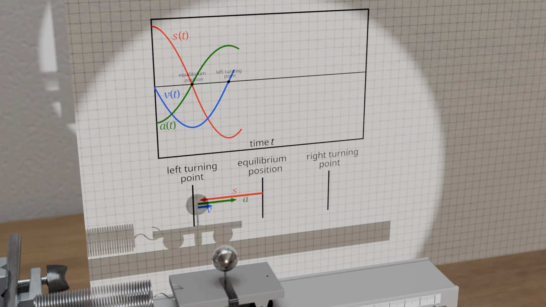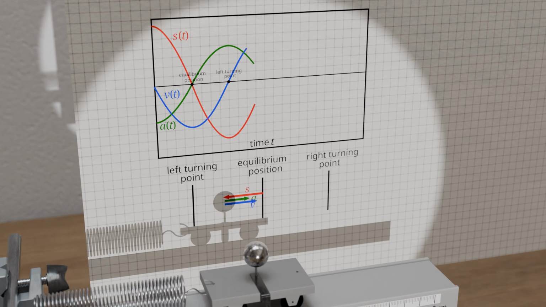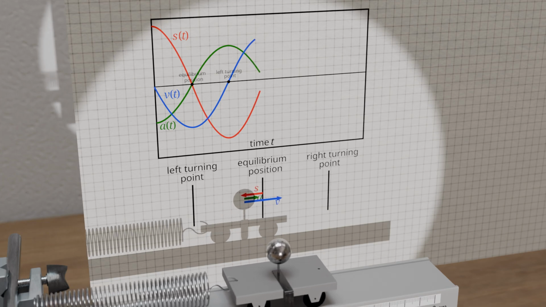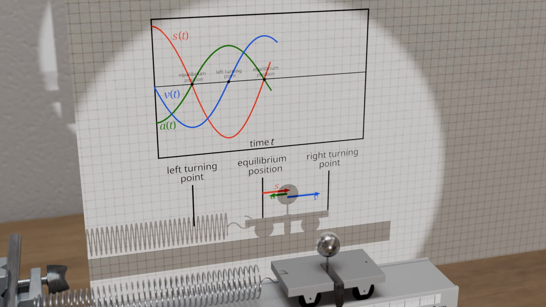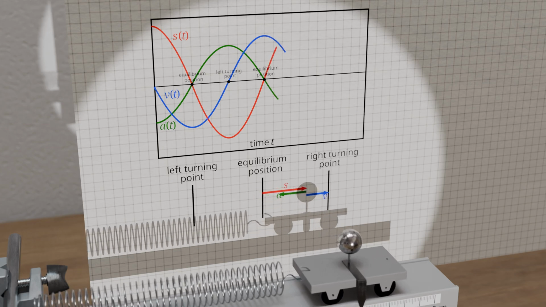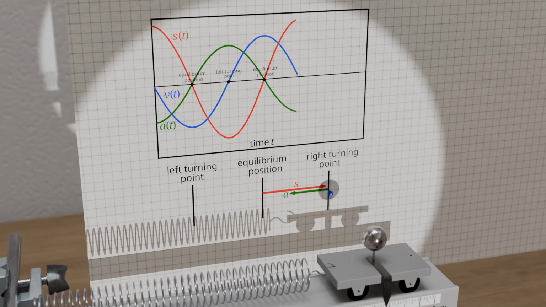From there, the spring accelerates the cart again toward the equilibrium position. At the equilibrium position, it reaches its maximum speed once more before the spring force slows it down again. At the right turning point, the cart returns to its initial position and the cycle begins anew.